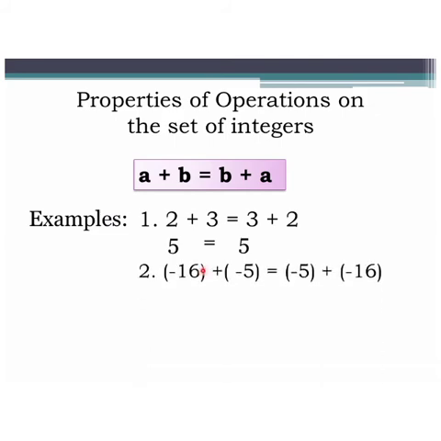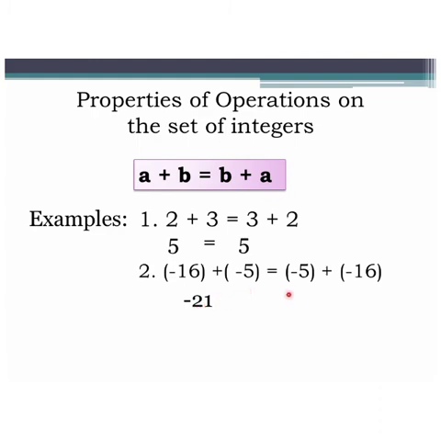Right? Number 2, negative 16 plus negative 5. So, both integers are negative. Pagdating dito sa kanan, we change the order of the numbers. Baliktad natin. So, let us check if both sides are equal. Negative 16 plus negative 5. Let us apply the rule of integers number 1, that is, adding same sign. Just get the sum or do the addition and copy the sign. So, negative 16 plus negative 5, that is equal to negative 21.